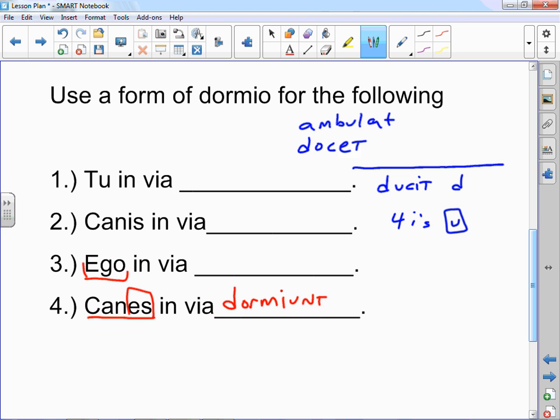Ducunt. For the fourth conjugation, like dormio, I have dormire. So I take off the IRE. This one is all I's and a U. So I'm going to have an I on every single one, plus the ending. And then for the plural, I still need an I and a U. Dormiunt.